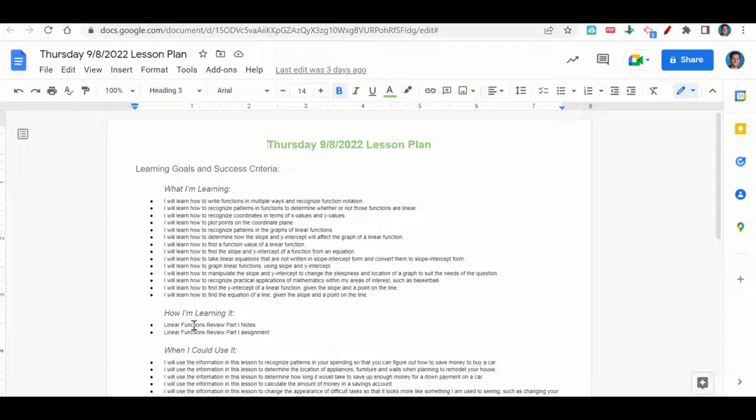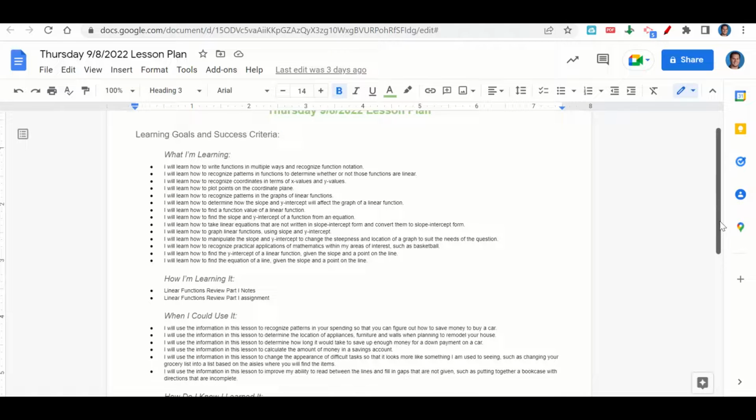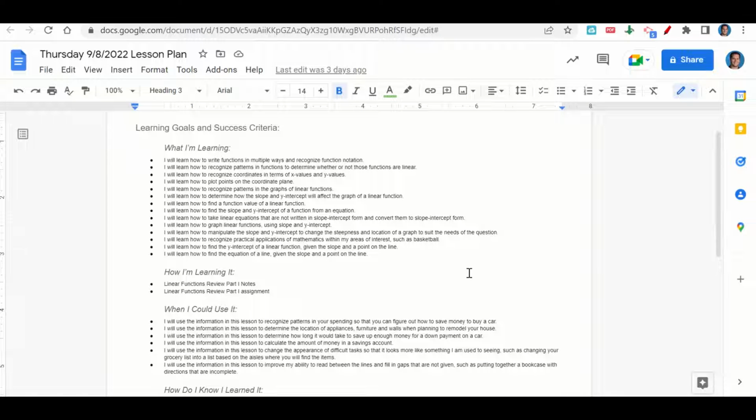How are we learning this? Through the Linear Functions Review Part 1 notes and the Linear Functions Review Part 1 assignment. When can you use this information?